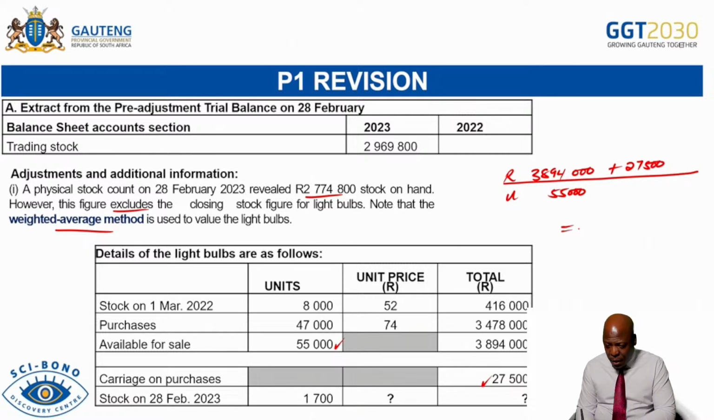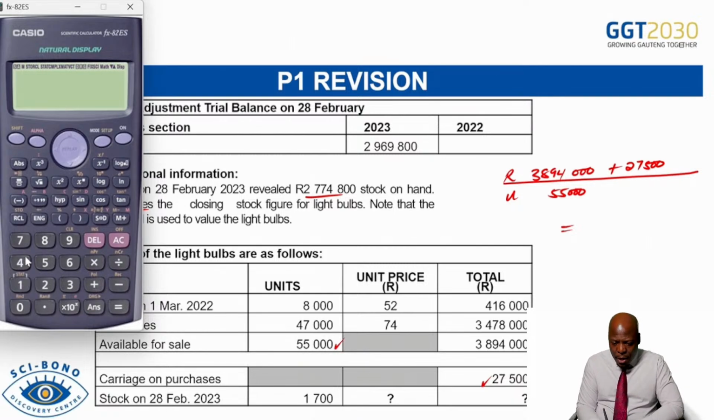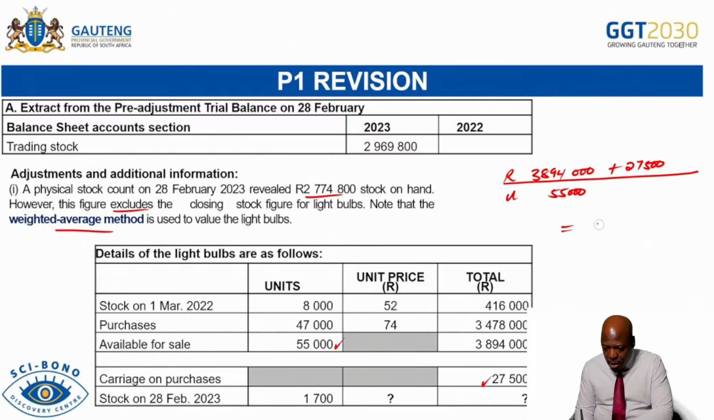Let's see if we can quickly simplify that. Let's get our calculator. There it is. So we'll see the 3,894,000, and then we're going to add our 27,500 like that. And then that's going to give me 3,921,500. And then you divide that by your 55,000.